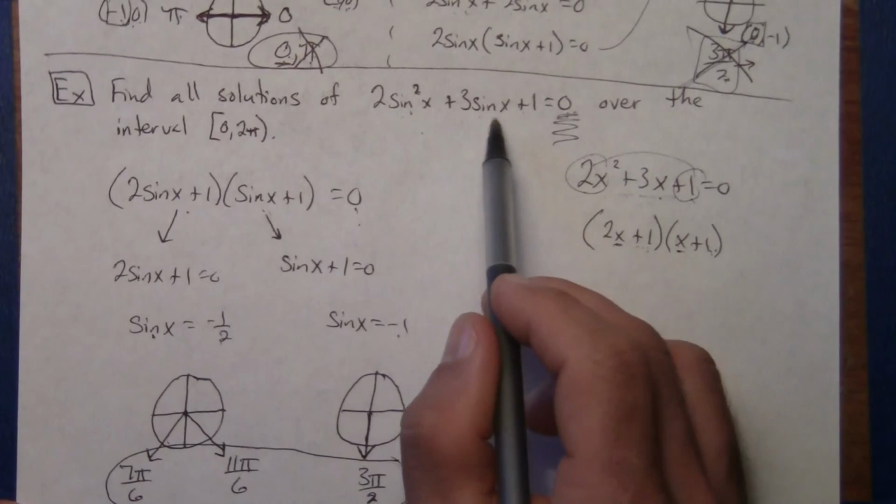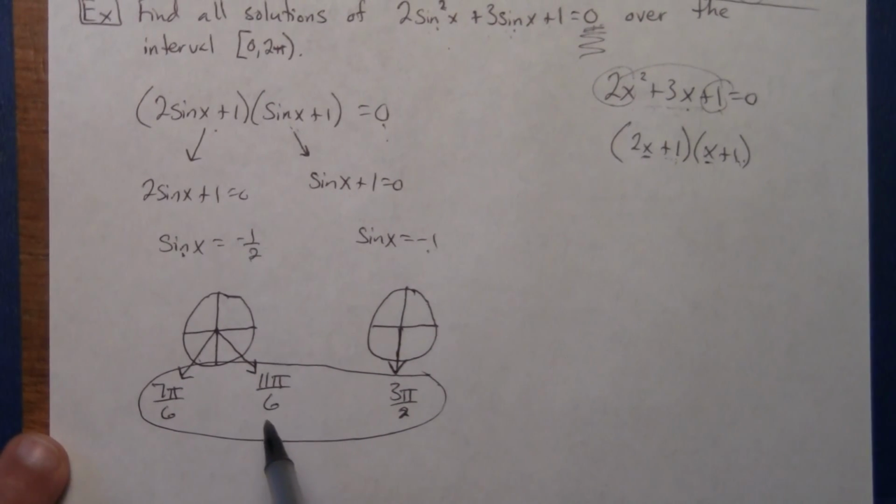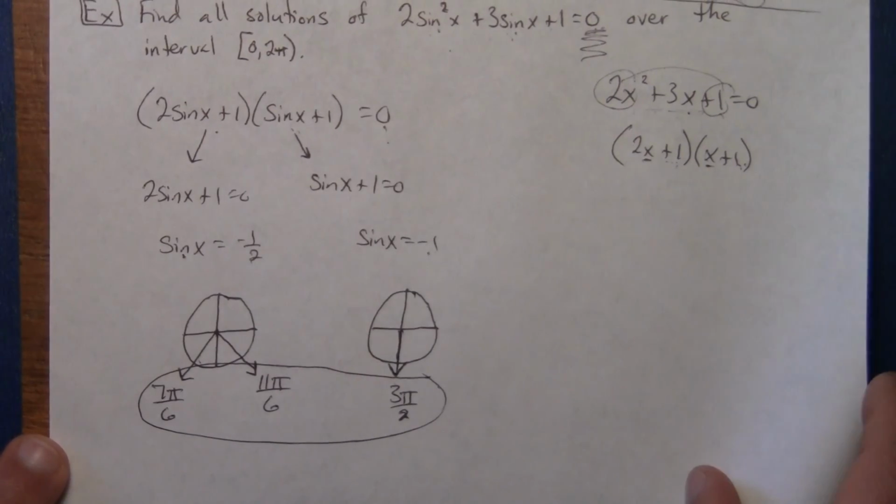I didn't square both sides. I didn't have anything in the denominator, so I don't have to worry about checking if my algebra is right. These will be the right answers, and they are. Hopefully that helps you out with your homework for the first half of 5.3.